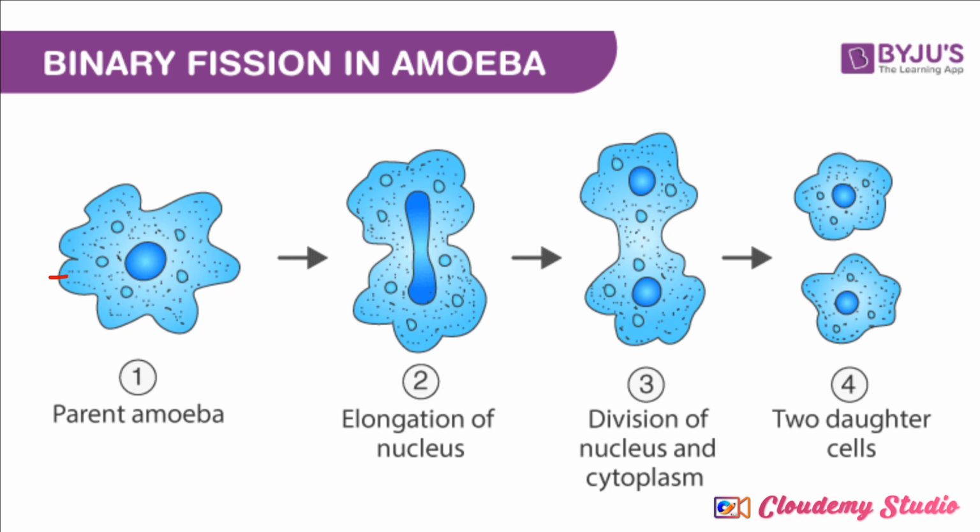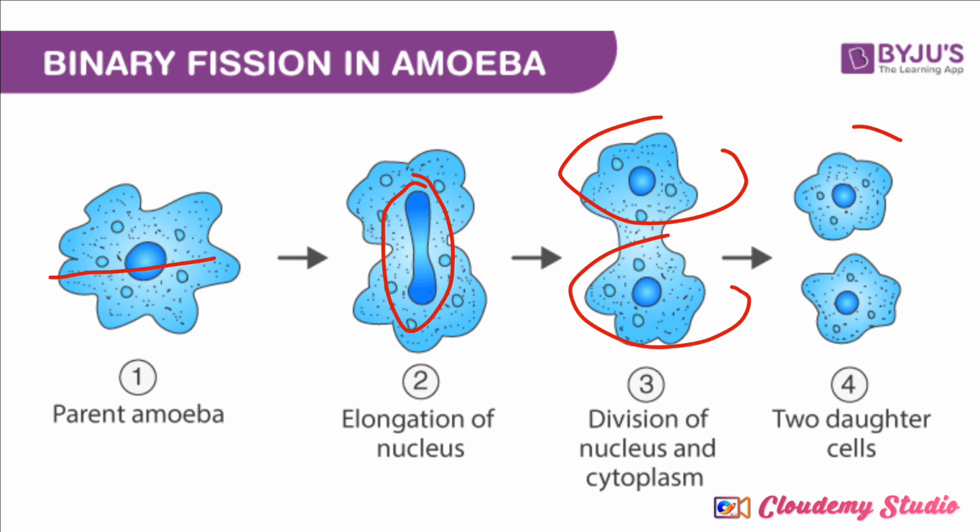The nucleus stretches, and once the nucleus stretches, it breaks into two. We have one cell here, we have the other cell here. Then at the end of the day, they separate into two daughter amoeba. That is binary fission.